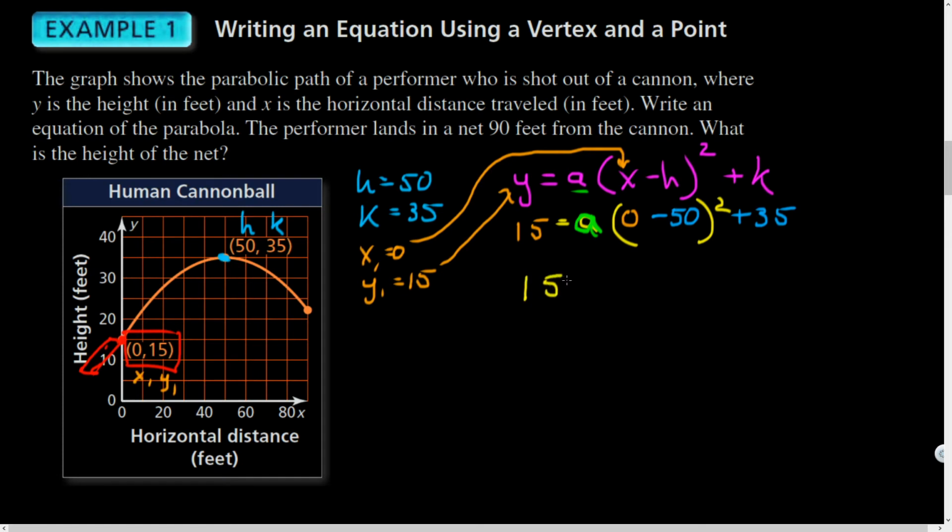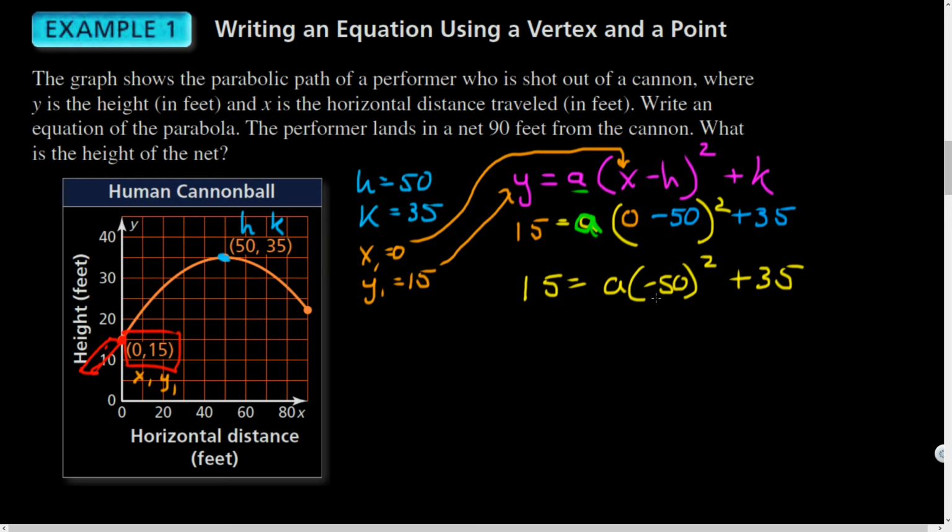So 15 equals a times negative 50 squared plus 35. I wanted to say nueve, but I was looking for a calculator. Cinco. Boom. There we go. All right, there we go. So let's see. I'm grabbing my little calculator here at home. It's actually one of my kids'. They got it for their birthday. It's pretty great.